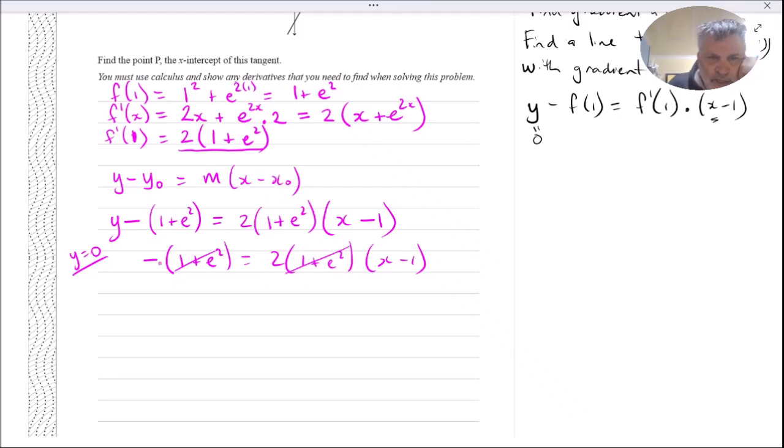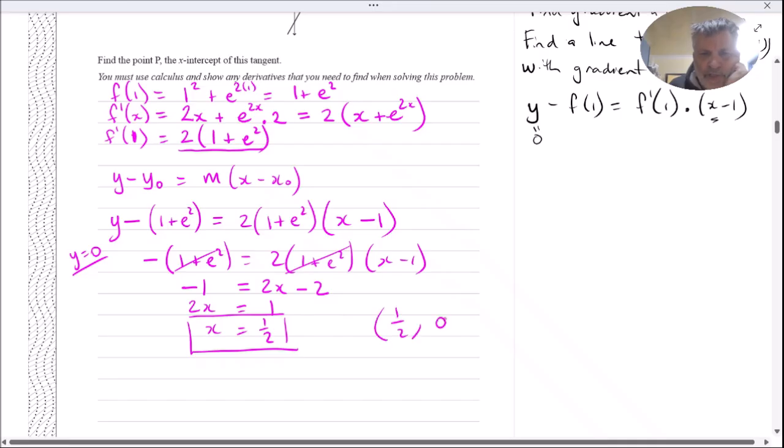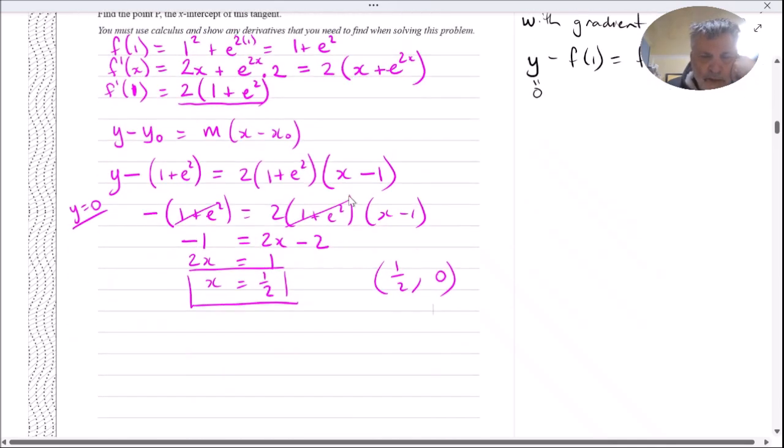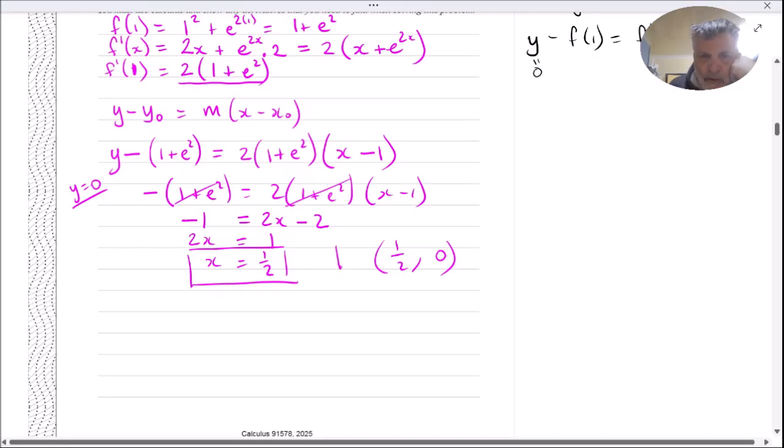So we get now minus 1 equals 2x minus 2. Add the 2 on, so we get 2x equals 1. x is equal to a half. It said the point. You might want to choose to write the point as a half, 0. They call it P. Yeah, you could say P equals a half, 0.